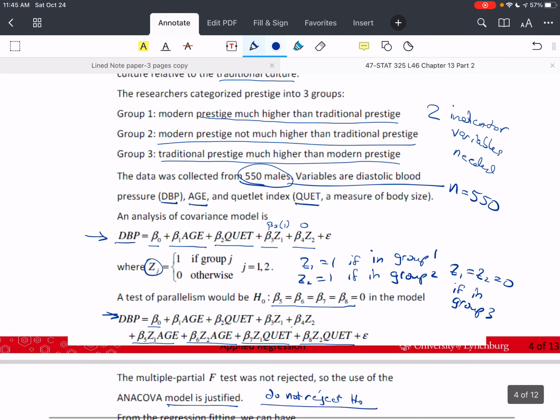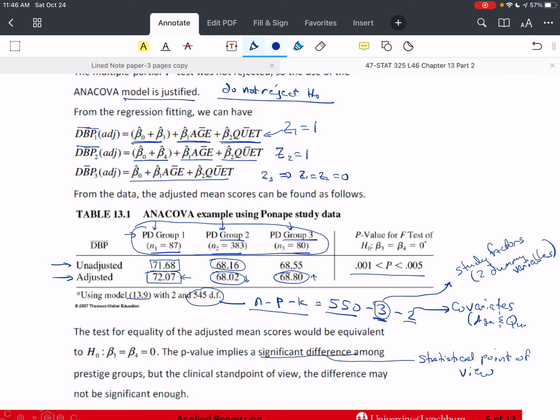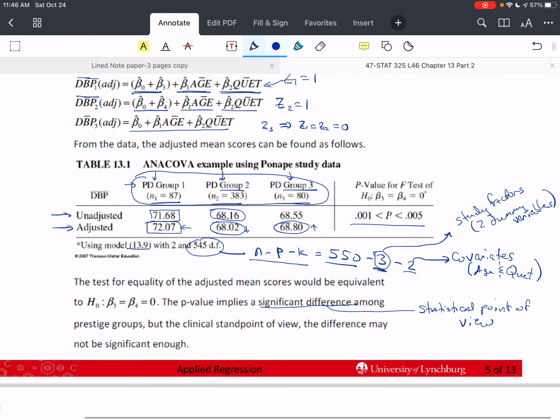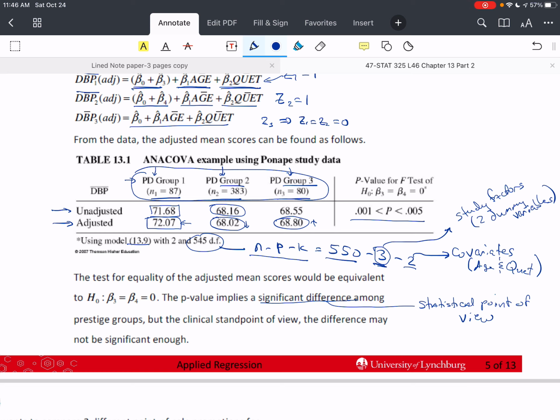P was our number of covariates or study factors. We had not covariates, study factors. We had 3 of these groups. So there's 3 of them, but we only do 2 dummy variables. But it still counts as 3 variables. And then our covariates are age and q it score. Okay. So testing for the equality of the adjusted mean scores would be equivalent to testing that H naught: B3 equals B4 equals 0. And the p-value implies that there is a significant difference among the prestige groups.